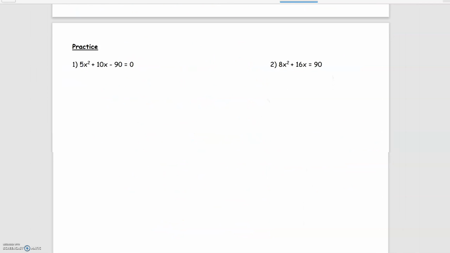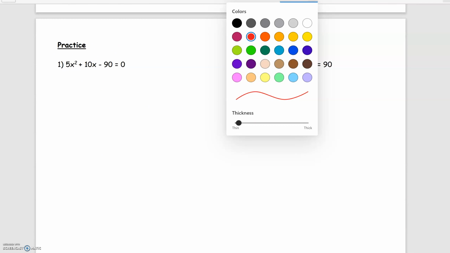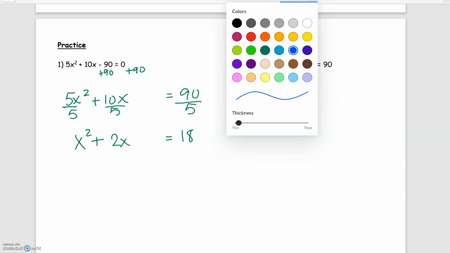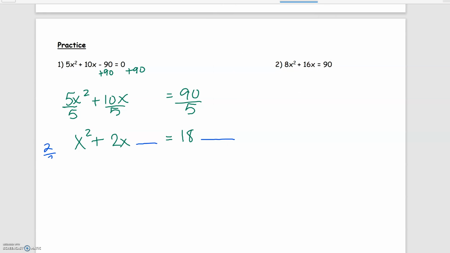So let's take a look at another one here. So here we are at moving that 90 by adding it. We have a 5x squared plus 10x equals 90, and we want to divide by this 5 because we want this to become an x squared. So we end up with x squared plus 2x equals, and 90 divided by 5 is 18. And now we have our spot open here, and we take our 2 divided by 2 squared, and we are going to put a plus 1 on both sides.